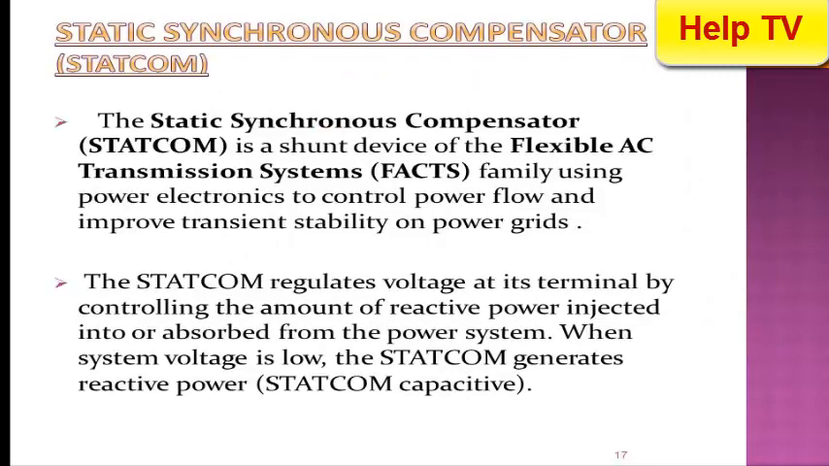Static synchronous compensator, STATCOM. The static synchronous compensator, STATCOM, is a shunt device of the flexible AC transmission systems, FACTS, family using power electronics to control power flow and improve transient stability on power grids. The STATCOM regulates voltage at its terminal by controlling the amount of reactive power injected into or absorbed from the power system. When system voltage is low, the STATCOM generates reactive power, STATCOM capacitive.